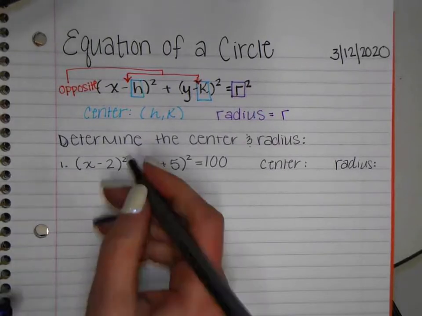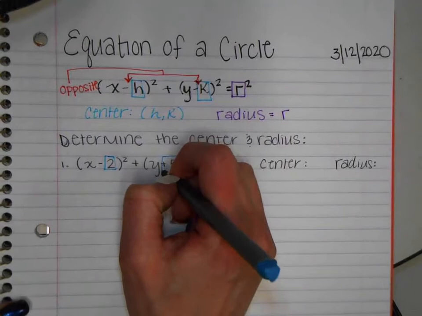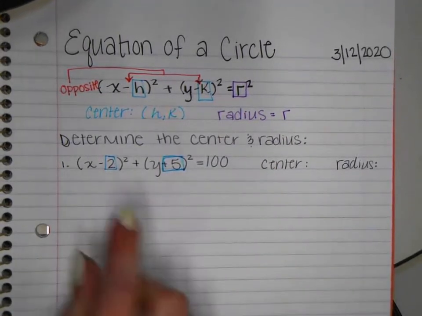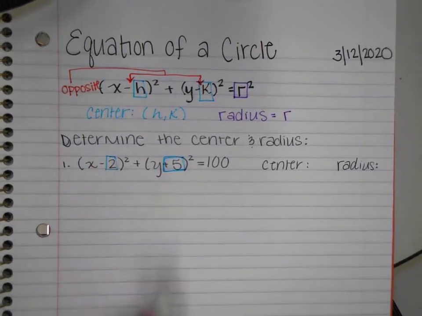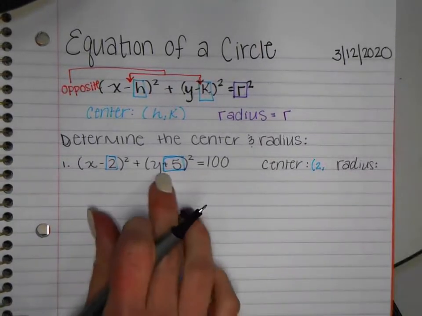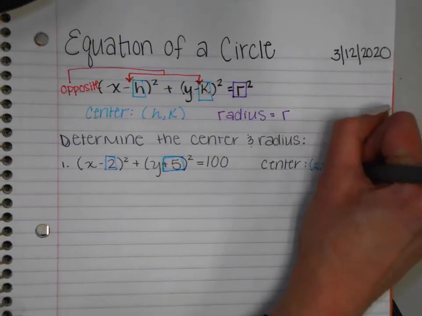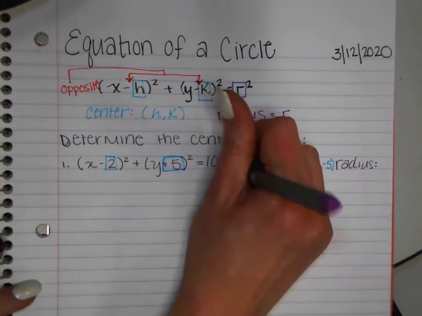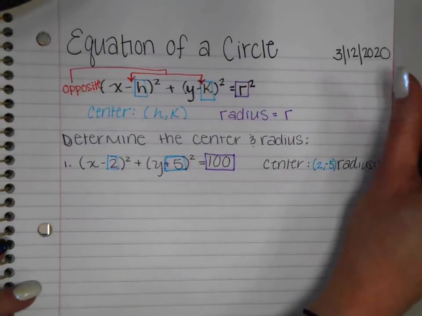So our center is our 2 and our 5. But remember, it's the opposite. So because it's the opposite of h, if this says minus 2, that means our center is at positive 2. And since it's the opposite of positive 5, that's negative 5. And 100 is our radius squared, so our 100 gives us a radius of 10.